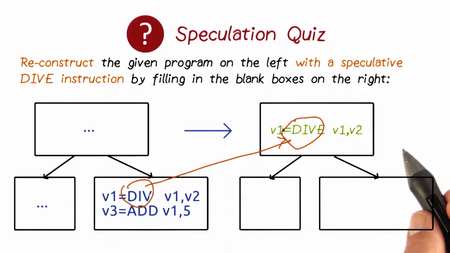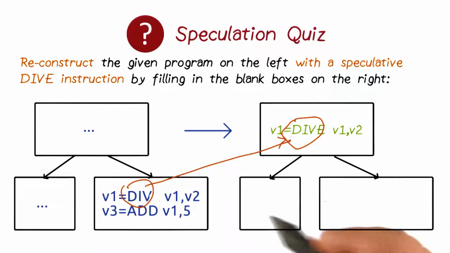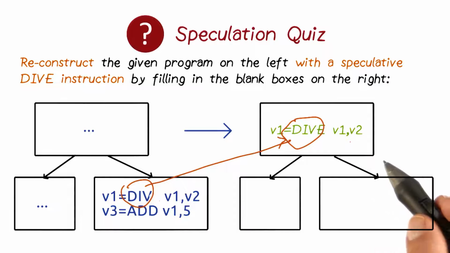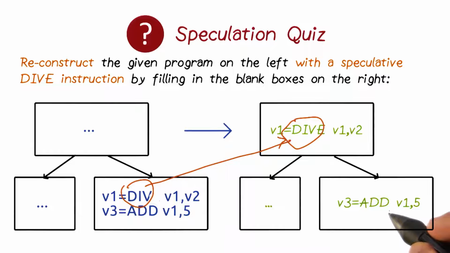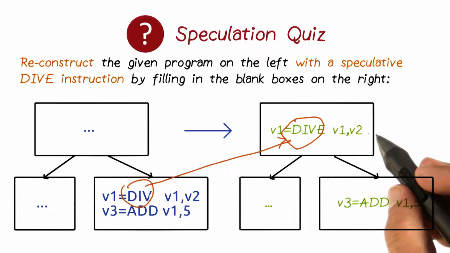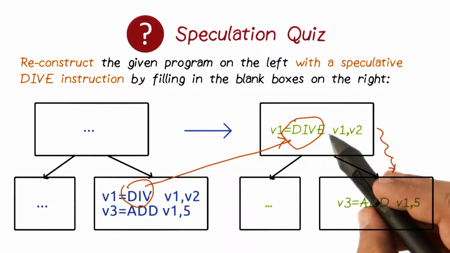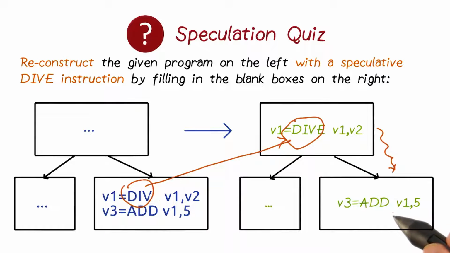Not only does it change to div e, but it is also moved up, as you can see, to an earlier point over here, and it starts executing. Then the add remains where it is in a non-speculative way. What this does is create enough of a gap between these two instructions so that the result is available in V1 and add is not stalled because of that.